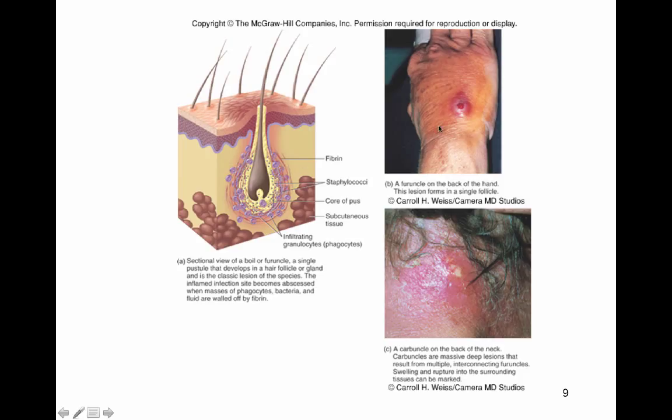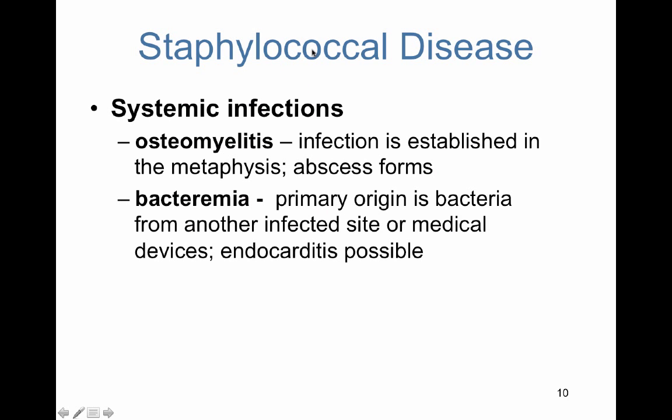So here's just some images here on the left showing you cartoon image of an infected hair follicle, and then on the right top you're seeing a furuncle, on the bottom a carbuncle. So again, these are deeper and they result from multiple interconnecting furuncles. Now, staph bacteria can also cause a systemic infection. In the case where it's spreading to the bone, this is known as osteomyelitis, and an abscess internally will form, or bacteremia, which is bacterial infection of the blood.